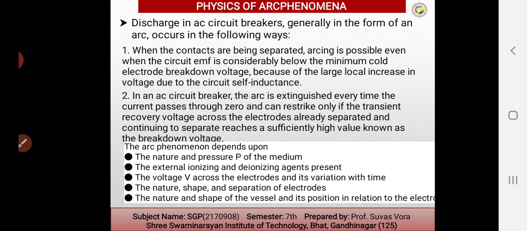So the arc phenomenon depends on the nature and the pressure of the medium, then the external ionizing and deionizing agents present, the voltage across the electrodes and its variation with time, the nature, shape and separation of electrodes, and the nature and shape of the vessel and its position in relation to the electrodes.